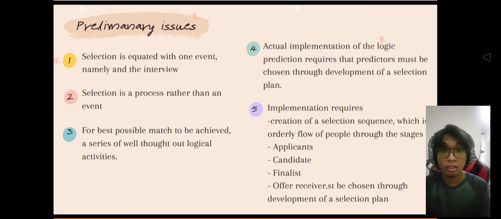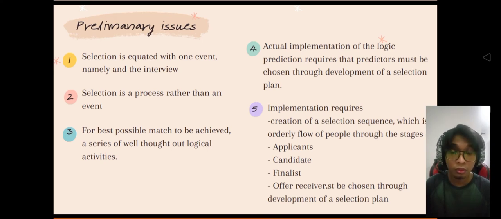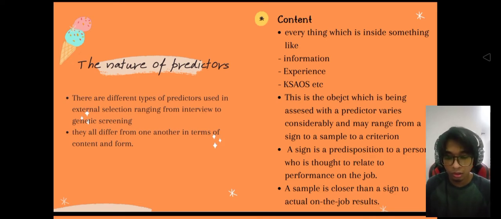The preliminary issues. Selection is equated with one event, namely the interviewer. Second, selection is a process rather than an event. For the best possible match to be achieved, a series of well thought out logical activities is needed. For actual implementation of the logic of prediction, predictors must be chosen through development of a selection plan. And the last one is that implementation requires creation of selection sequences, which is an orderly flow of people through the stages of applicant, candidate, finalist, and offer received. Okay, we go to the next slide.